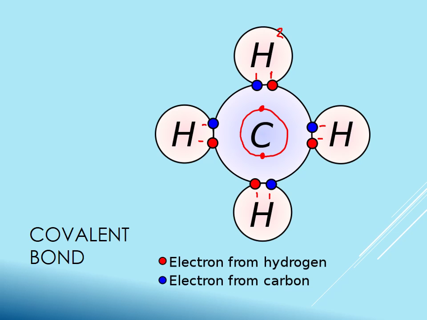And carbon is very happy as well. Now it has 8 on its outermost shell. So you remember the inner shell holds 2, and the second shell can hold 8. And if we count the number of electrons there, it is holding 8. So it is satisfied. It is happy.